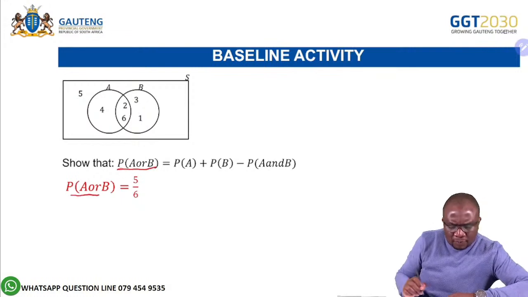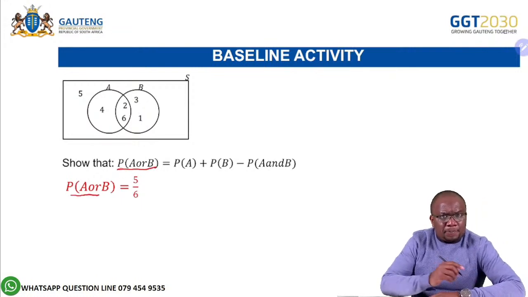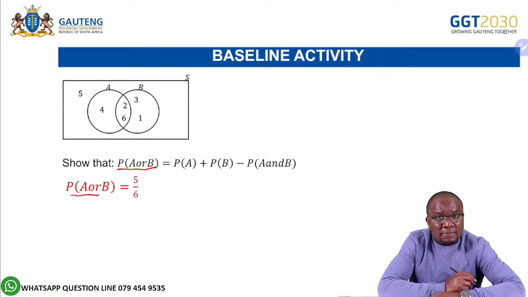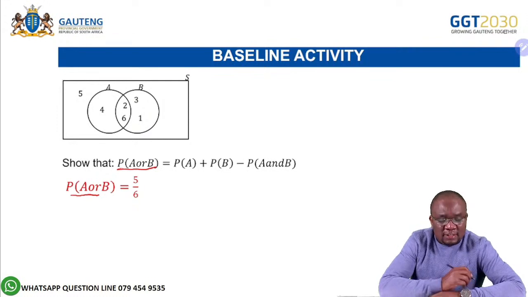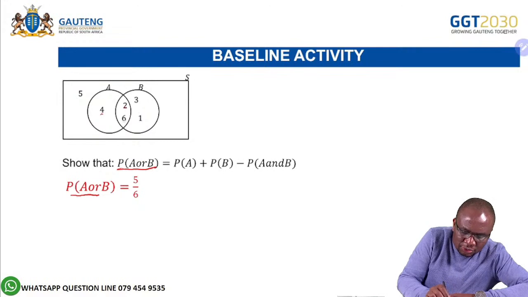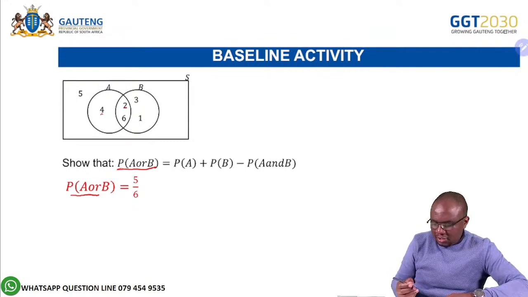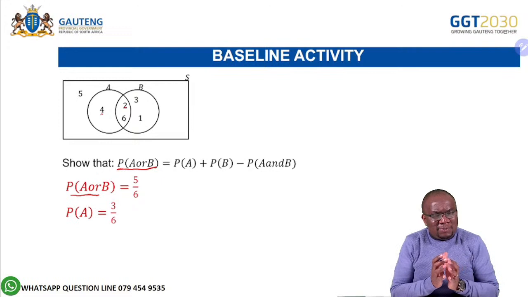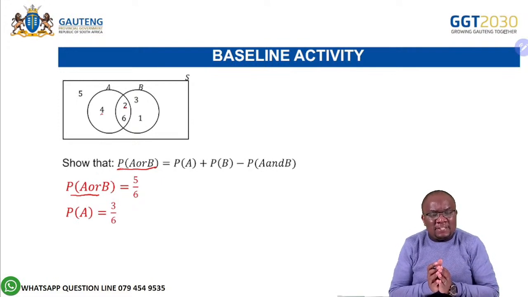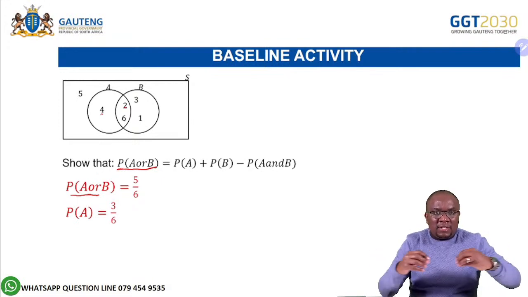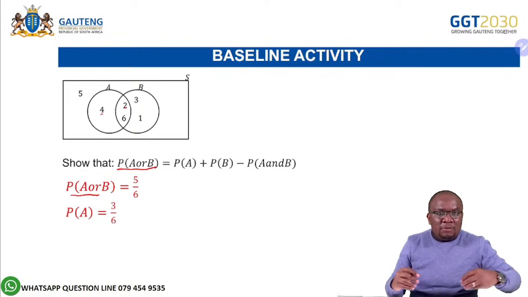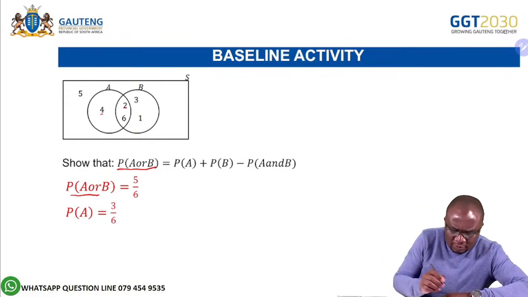We've done this part. What about the probability of A? Look at the circle A. Out of 6 outcomes, probability of finding A, how many things are in A? 1, 2, 3. Remember, we're counting A, not A only. A only will be 4. But for A, we're counting all the 3 items. So it is 3 out of 6. Let's leave our denominator as 6. Let's not simplify the fraction so that when we add them, we're going to have fractions with the same denominator. This is the probability of A.